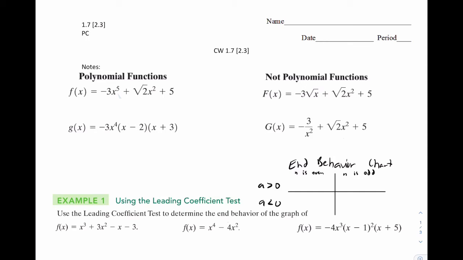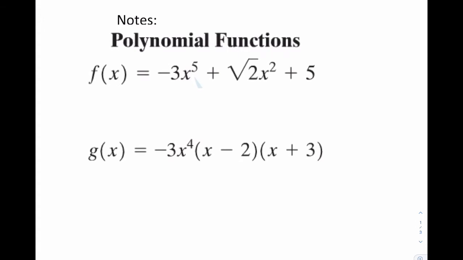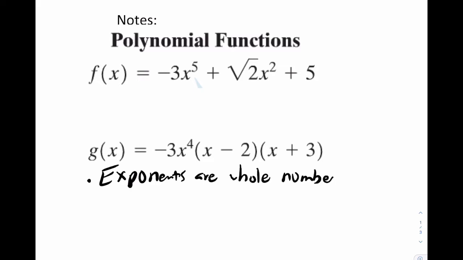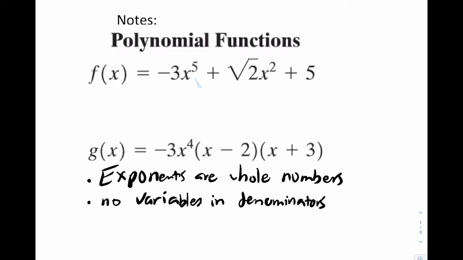Welcome to CW 1.7. Today we're going to be reviewing what you learned in Algebra 2 as far as graphing polynomial functions. So to start off, right here are two examples of polynomial functions. A couple defining characteristics is you'll notice that the exponents are whole numbers. And also, you can have fractions, but there are going to be no variables in denominators. So again, fractions are okay as long as there aren't any variables there.